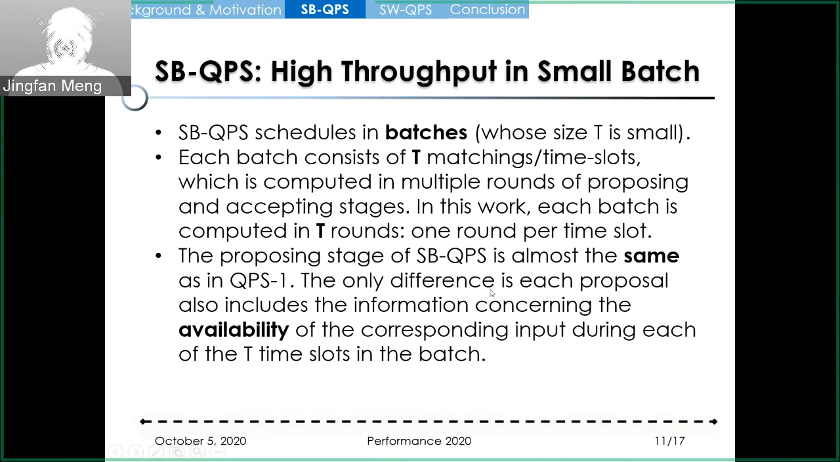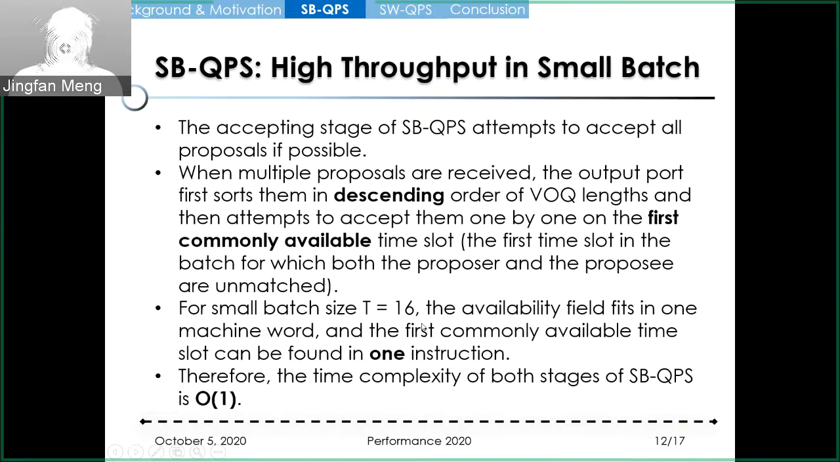The only difference is that each proposal includes the availability of the proposer during each of the T time slots in the batch. In the accepting stage, small batch QPS attempts to accept all the received proposals if possible to maximize the throughput. When multiple proposals are received, the output port first sorts them in descending order of VOQ length, and then attempts to accept them one by one on the first commonly available time slot. This is the first time slot in the batch when both the proposer and the proposee are unmatched.